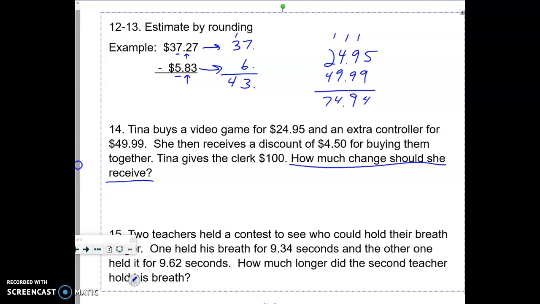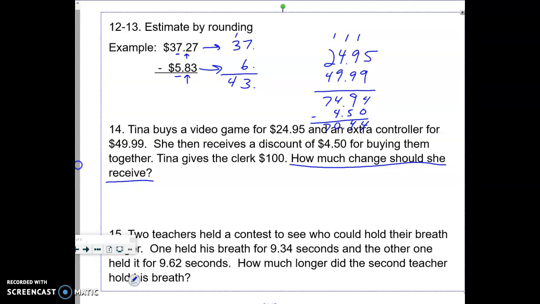All right. And then it said she got a discount. Well, if we get a discount, that means we have to pay less for something. They're giving us money back. So I need to take this away, the $4.50 away from my total, because I'm not going to be paying that. So this is actually a subtraction problem as well. That gets me to $70.44.